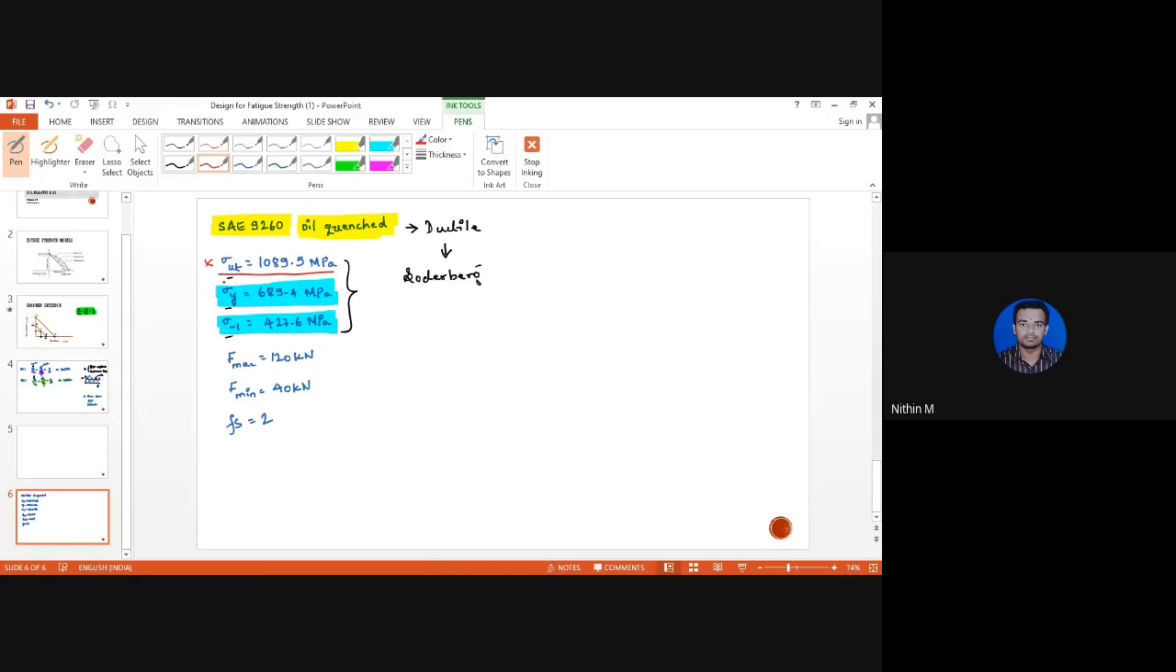So it will be order 0. This is one thing that you should always remember. So whatever type of material it is, correspondingly you need to choose the equation, right? Now what does Soderberg equation say?